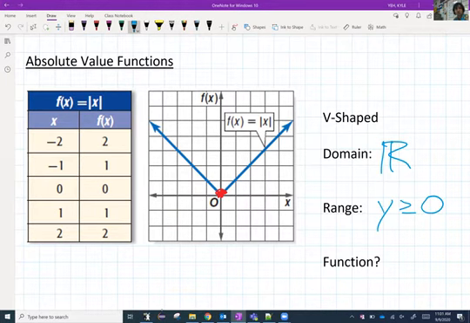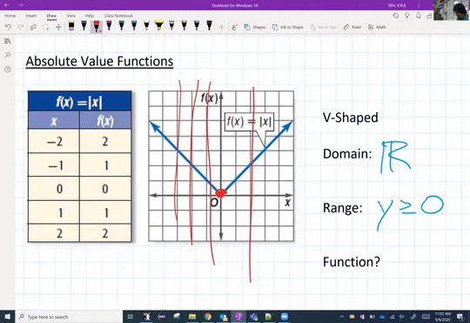So I could say y is greater than or equal to 0. I never went down, I never went into the negatives, and it has to do something with the absolute value function always being positive. So that's the domain for this one, the range for this one. Is this a function? Vertical line, I'm only hitting once. No matter where I go, I only hit once. Yes, this is a function.